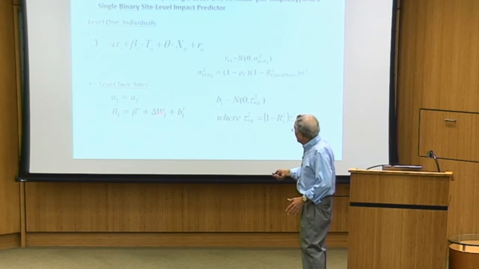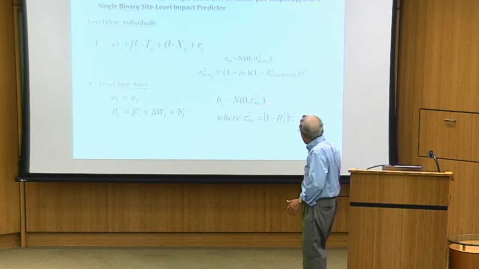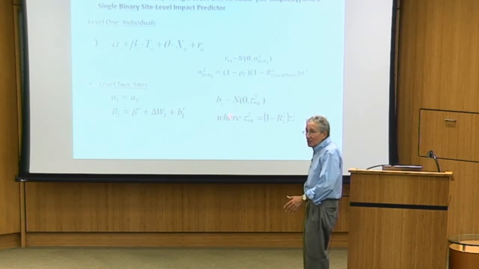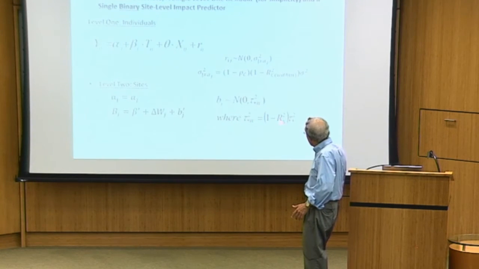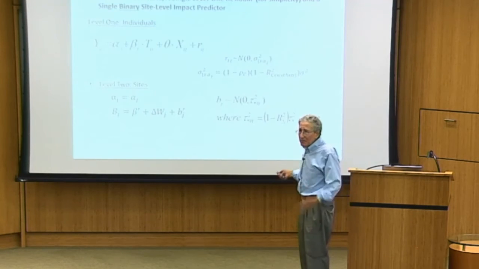When you put this predictor in, it reduces the variance, the unexplained variance. It explains some of it. And this is just formalizing that relationship. That's a different R square. It's R squared for delta. It's actually R squared for W. But you know what I mean.